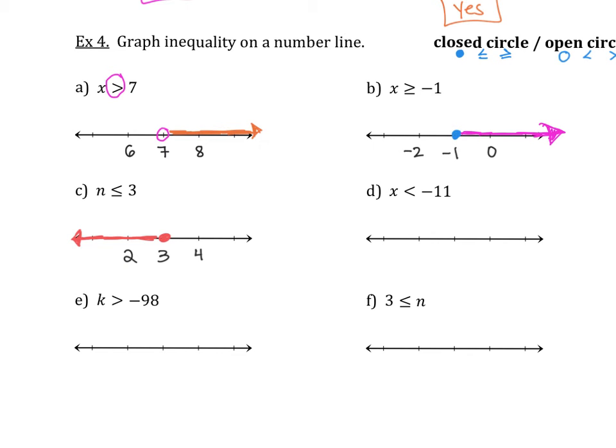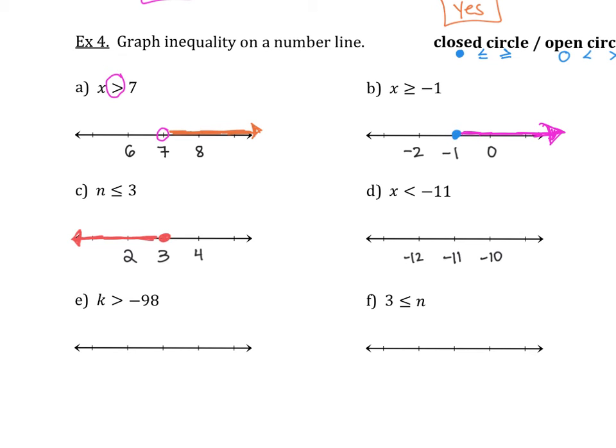Okay, D says x is less than -11. Okay, so I'm going to put -11 on my number line because that's the critical number. I need 2 other points on my number line. Let's see, if I go to the right of -11, I get -10. If I go to the left, I get more negative, which is -12.